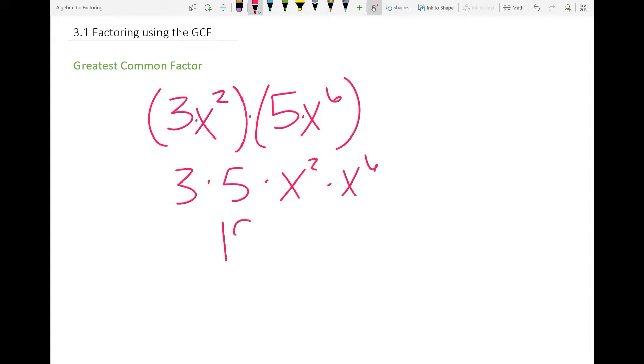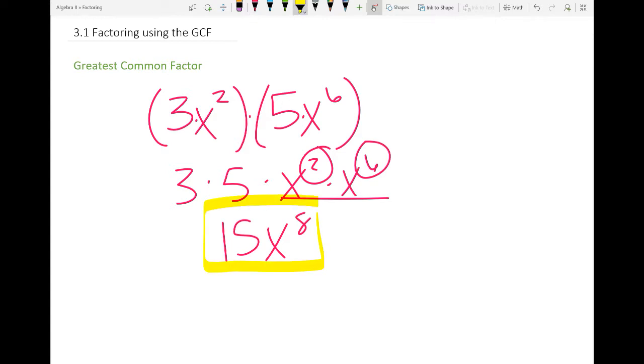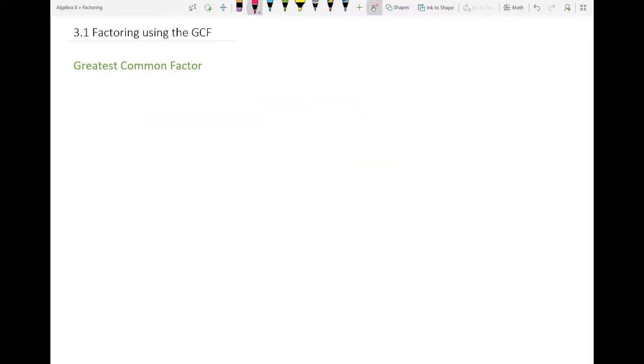3 times 5 is 15. Here, this means I'm multiplying 2 x's, and this means I'm multiplying 6 of them. So really, altogether, I'm just multiplying 8. That shortcut is to add exponents when we are multiplying. Okay, so if I'm putting those together, if I'm simplifying that, this would be my final answer. I think it's best if we jump right into some examples.